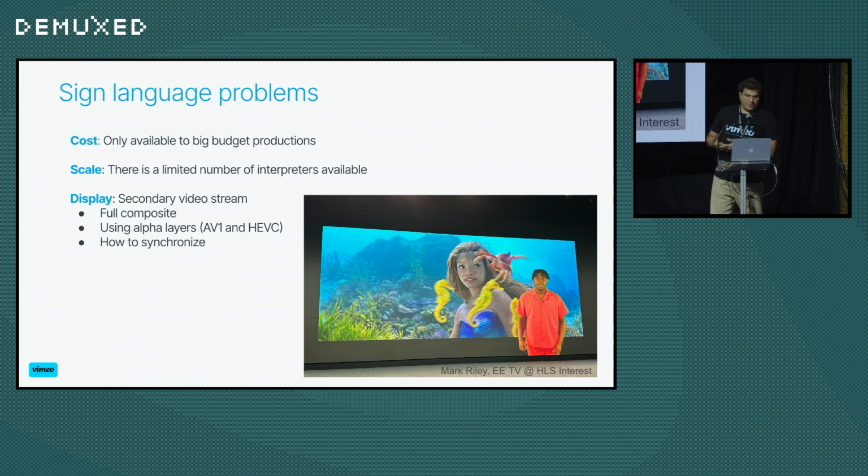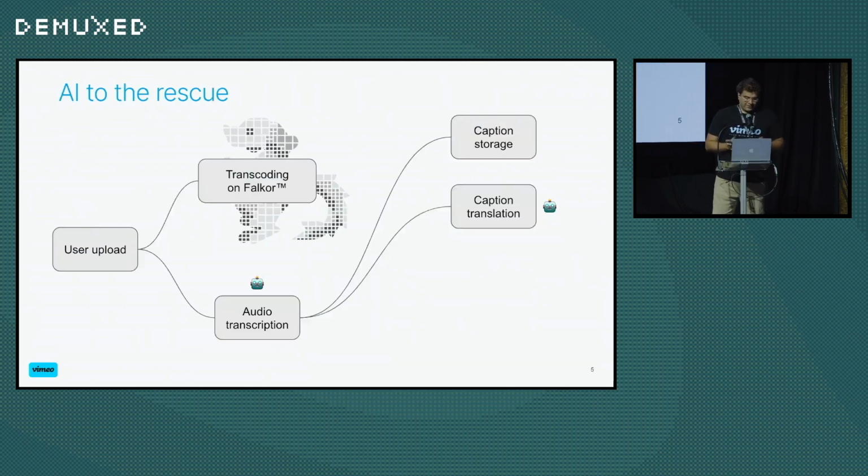And then how do you stream it? How do you synchronize the video? Do you do a full composite? Do you do half layers? That's the idea that came from the advertisement. Well, my idea was trying to sprinkle some more AI on the already AI-focused transcoding pipeline like this one.